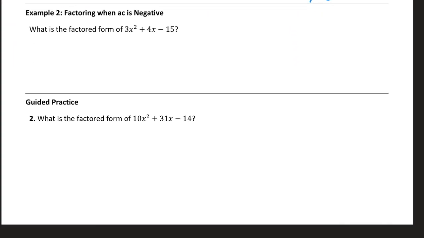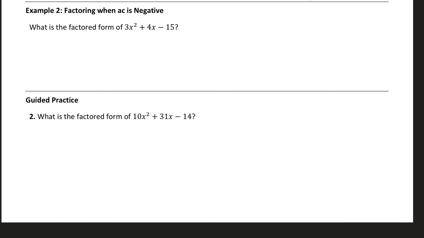So in example 2, our steps don't change. What we do doesn't change. We still do a times c. Now it's negative 45, and then the bottom number just stays the same. So we have to find numbers that multiply to be negative 45 and add to be 4.